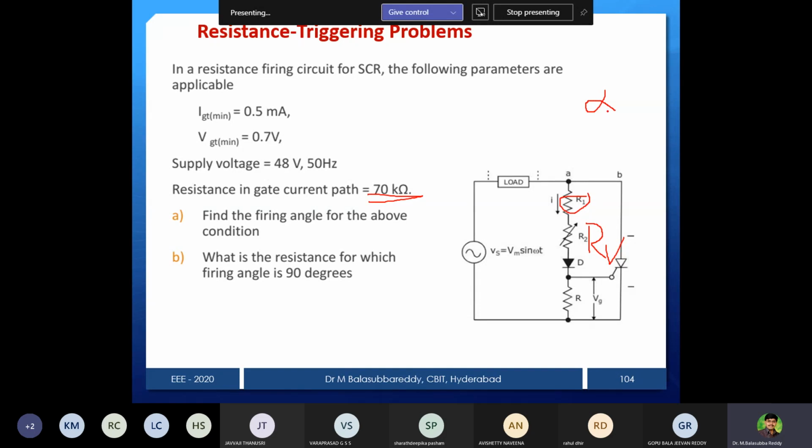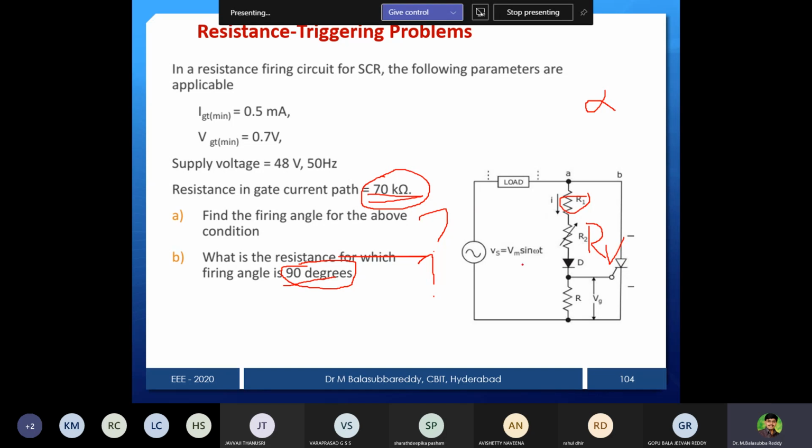And the second question: what is the resistance for which the firing angle is 90 degrees? This is just the reverse of the first problem. In the first, if the resistance is this much, what is the firing angle? That is the A bit. In the second case, if I want a firing angle of 90 degrees, what is the probable resistance I have to place? That is the second bit. That is only a slight modification.